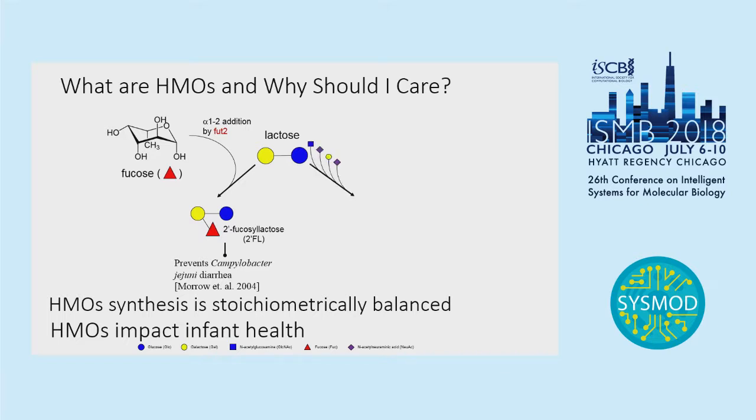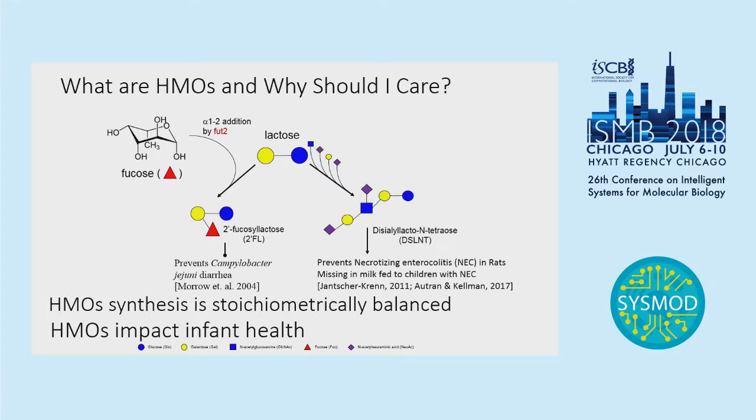Now we can add many more sugars to this lactose to create larger molecules like DSLNT, which has been shown to prevent necrotizing enterocolitis in rats and has been shown to simultaneously be missing from milk fed to children who suffer from this disease. Now these are just two of the hundreds of observed and thousands of predicted human milk oligosaccharides that are believed to exist in human milk.